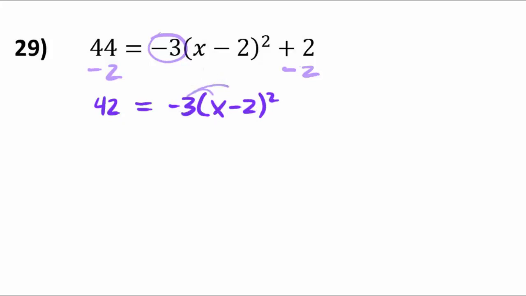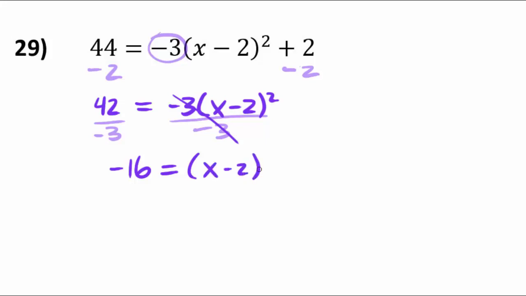That would be wrong. And that's because the exponent is the piece of information that's in charge. And so I really just want to divide by -3 first. Make sure you get the negative on both sides so they cancel. 42 divided by -3, I believe, is -16. -16 equals (x minus 2) squared.